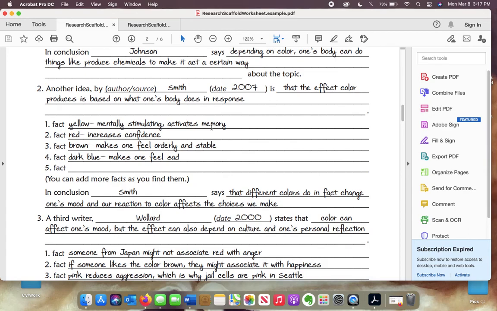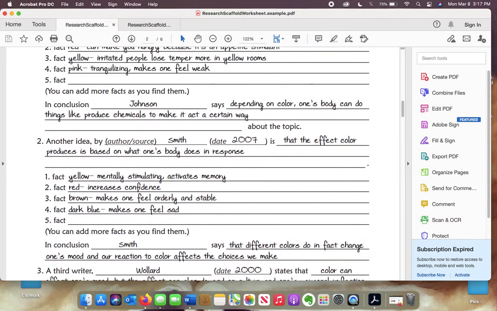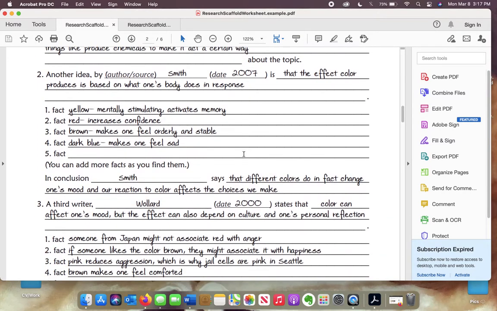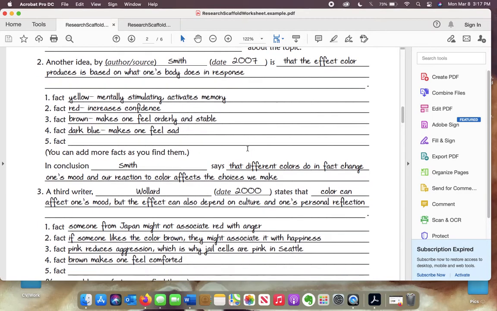Yellow is mentally stimulating and activates memory. Red increases confidence. Maybe that's why Tiger Woods always wears a red shirt when he plays golf. It's increasing his confidence there. Brown makes one feel orderly and stable. Dark blue makes one feel sad. So these are the different things that they're talking about based on the body's response. Although you can see that some of these are feelings and emotions like what they're talking about up here. So you can see there's those connections there.